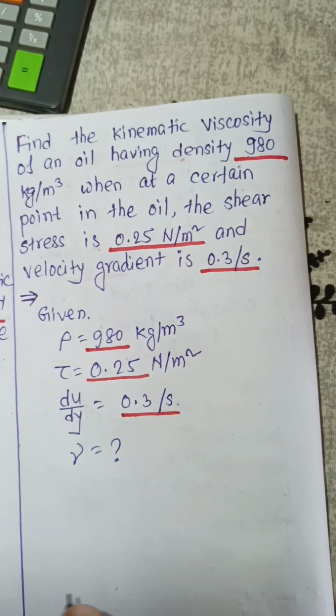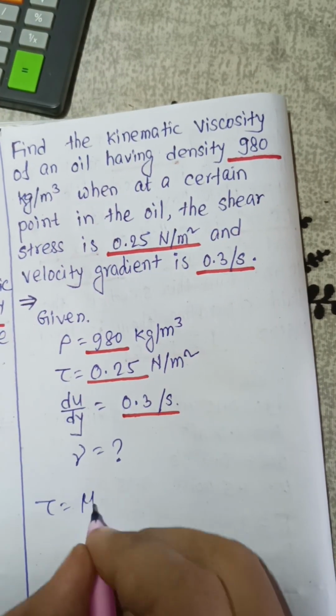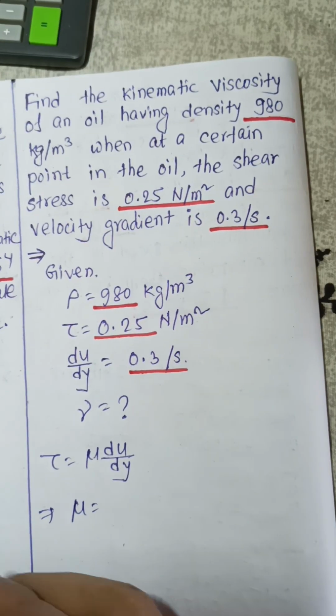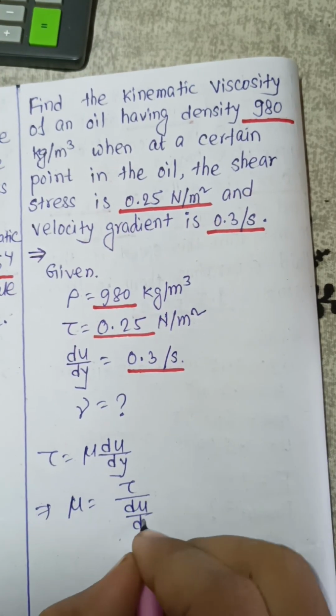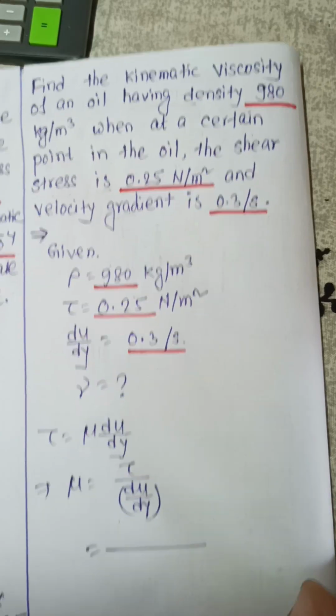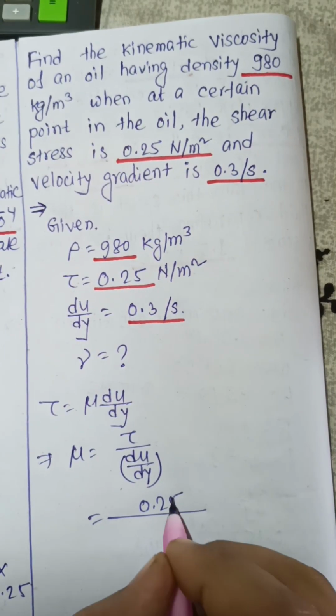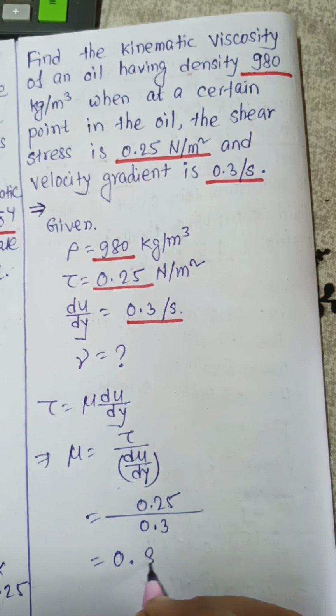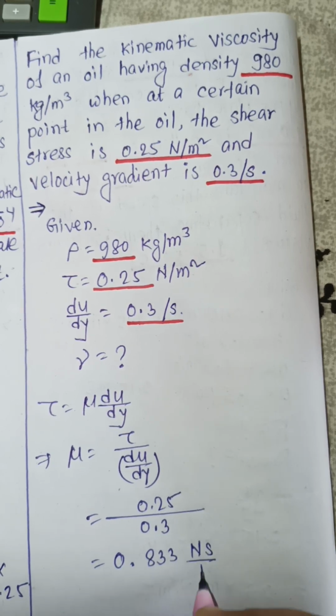So from Newton's law of viscosity we know that tau is equal to mu du by dy. So from here what is the value of mu? That is equal to tau upon du by dy. What is the value of tau? That is 0.25 and du by dy is 0.3. So if you calculate this, the value will be 0.833 Newton second per meter square.